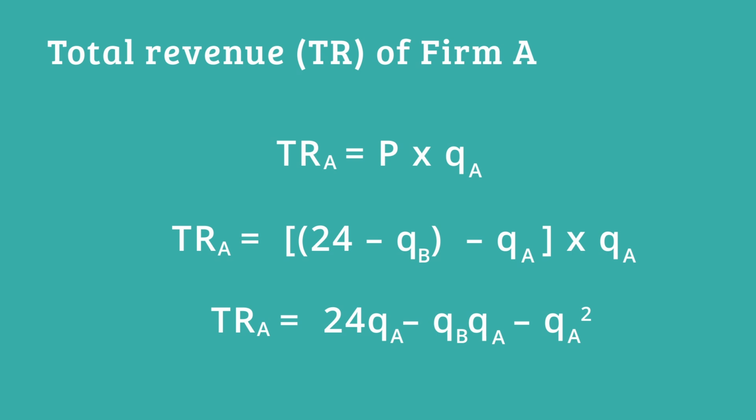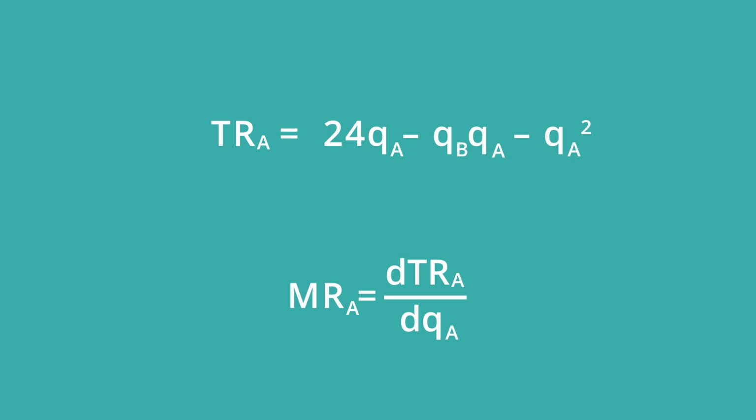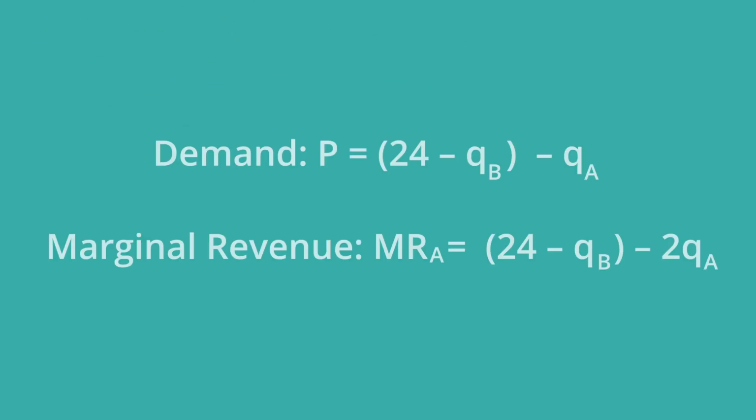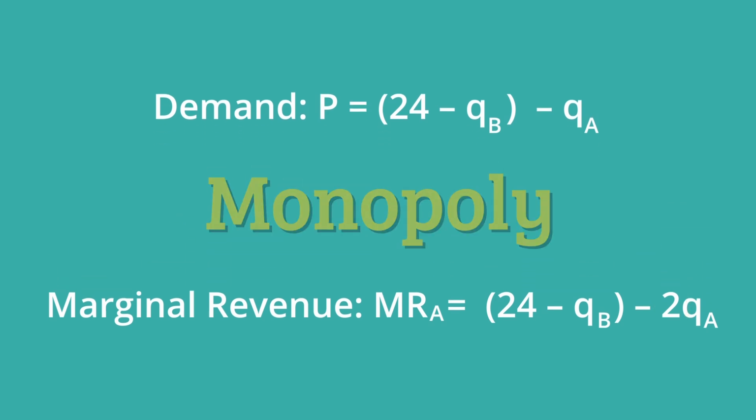We can find out the marginal revenue by differentiating TRA with respect to QA. MRA = dTRA/dQA. And thus we have MRA = 24 - QB - 2QA. By comparing the demand and marginal revenue functions, we can see that, one, they share the common y-intercept, and two, the slope of MR is twice that of the inverse demand. The results are like the case in monopoly.